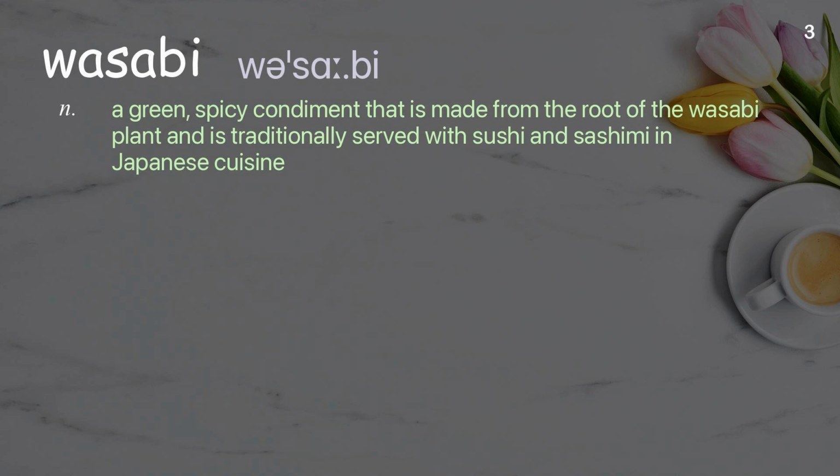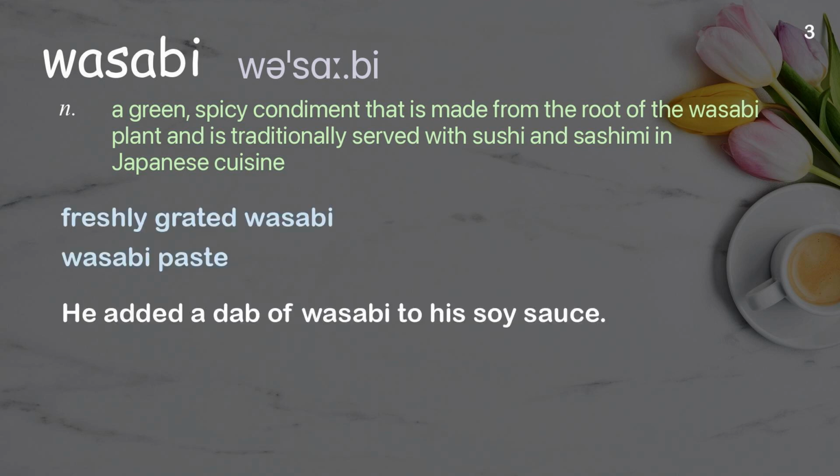Wasabi. A green, spicy condiment that is made from the root of the wasabi plant and is traditionally served with sushi and sashimi in Japanese cuisine. Examples: Freshly grated wasabi. Wasabi paste. He added a dab of wasabi to his soy sauce.